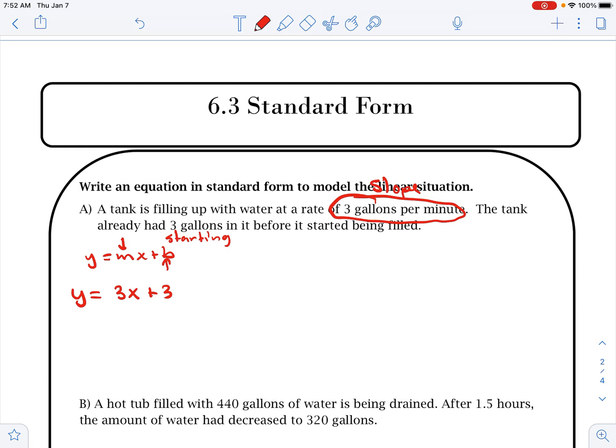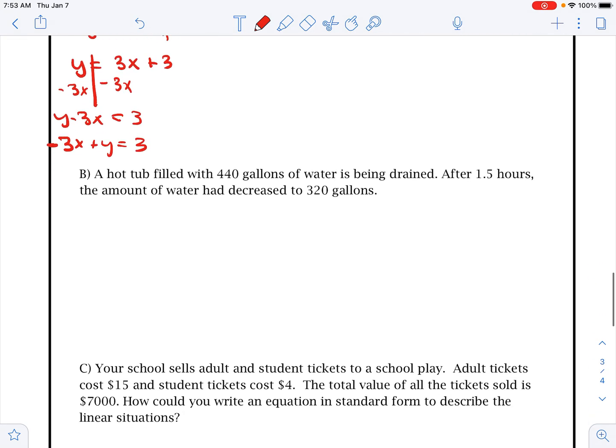All right, and then we want it in standard form. So all I have to do is subtract this 3x. So I have y minus 3x equals 3, and I'm just going to switch the order. Negative 3x plus y equals 3.